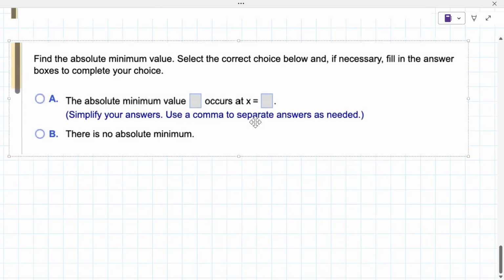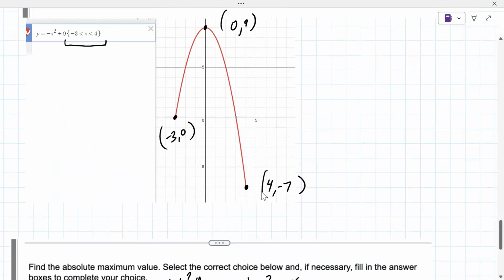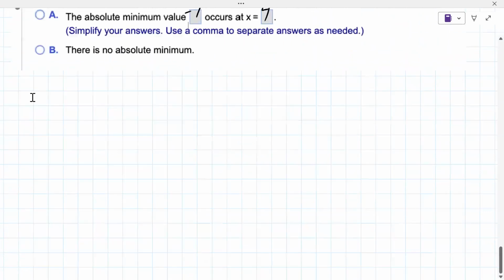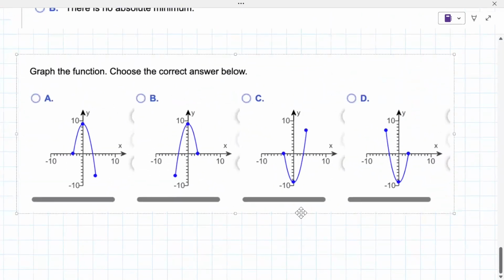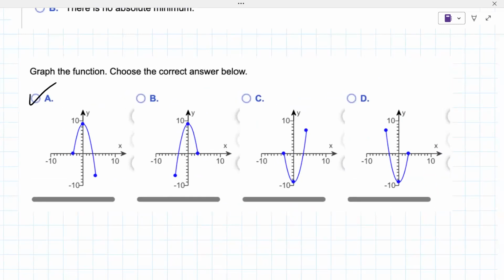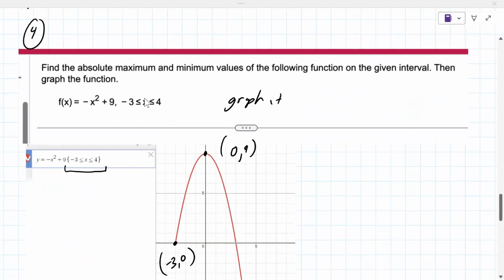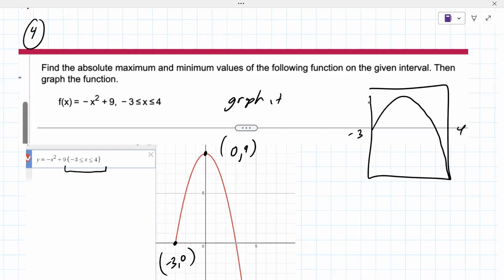All right, find the absolute minimum value. You go back to the graph. Where is it, and what is it? -7. And then the graph, we already had the graph, so it looks like that one there. There's not really a way to do this on the calculator. You can kind of do it with the window where you just frame the window from -3 to 4, but it's not great, though it could be done.